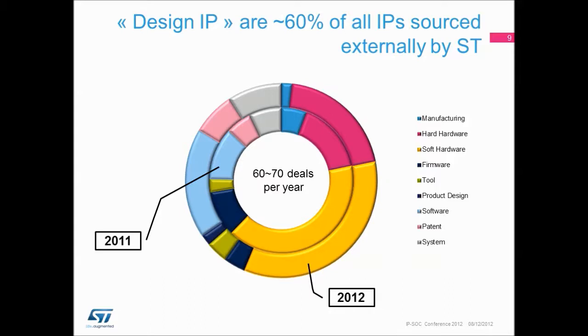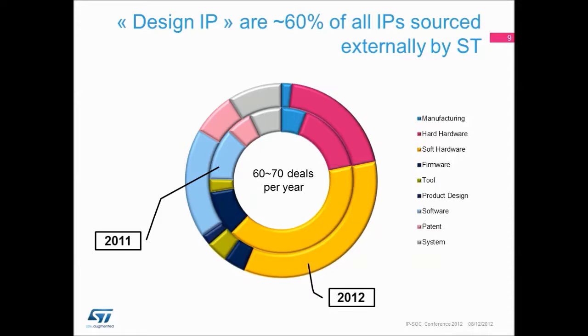There is a little bit of manufacturing, but we tend to believe that we're good at that, so we don't buy so much of it, actually. But we're buying a lot of hardware IPs. You can see it's about 20, 25% of what we buy. Soft hardware, so RTL is a big chunk of what we buy, of course, as you can imagine. Then firmware, some tools, product design.